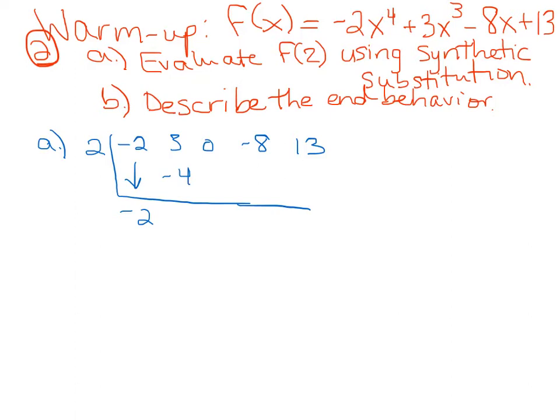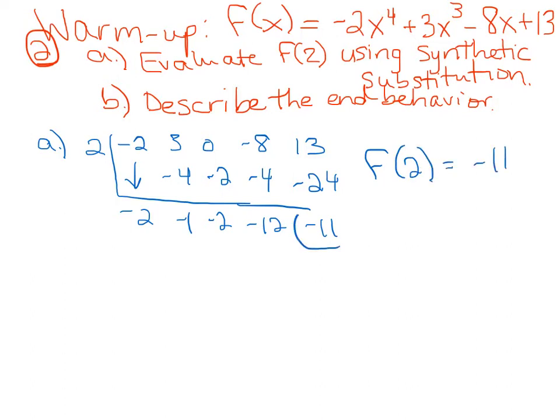We get -4. Combine, and we end up with -1. Multiply, we get -2. Add to get -2. We multiply, we get -4. We add, we get -12. When we multiply, we end up with -24. And when we add, we get -11. So we were able to state f of 2, the function evaluated at 2, is equal to -11.